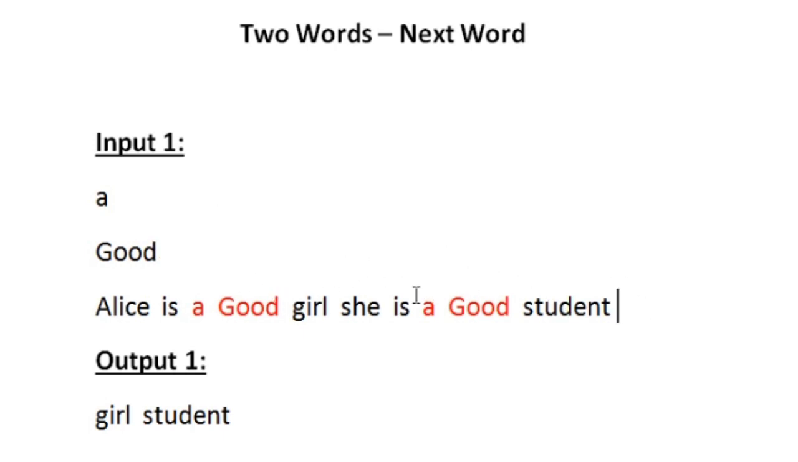Whenever we find the occurrence, we have to print the immediate next word to it. So the first occurrence is here and the immediate next word to it is girl. So we have to print this as our output. For the second occurrence of this word good, the immediate next word is student. So we print student as our output. So this is how we get our output as girl student.